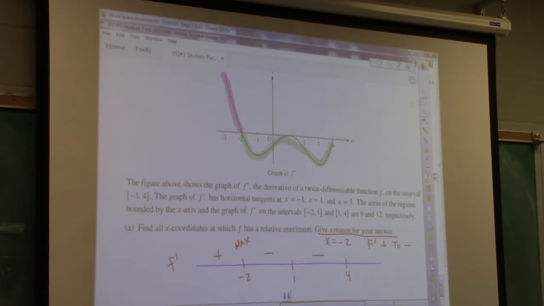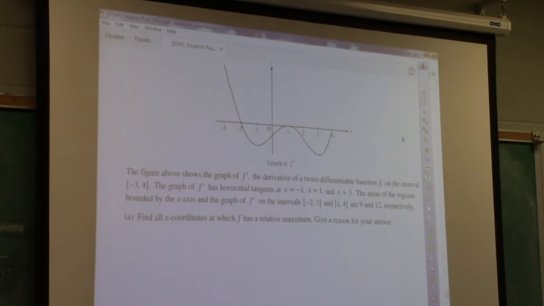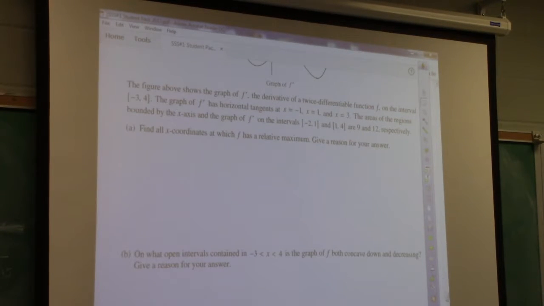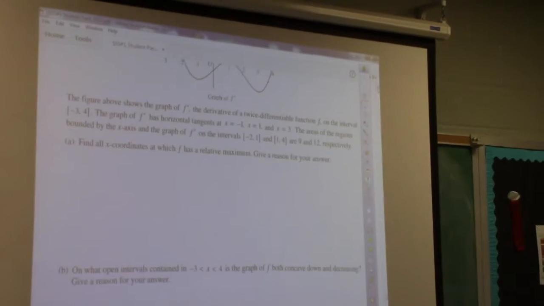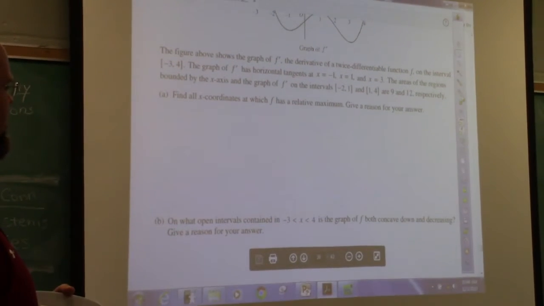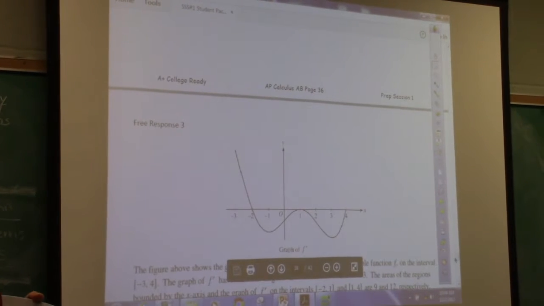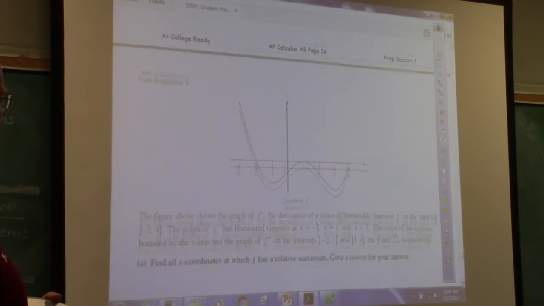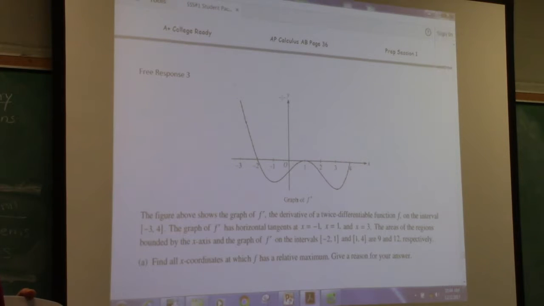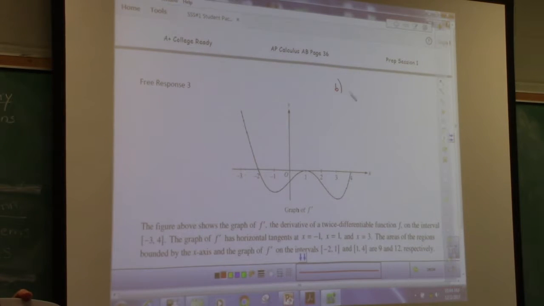Any questions on that? Part B wants us to figure out on what interval here the graph of f is going to be both concave down and decreasing. So in this part right here, in part B, we want to know where f is going to be concave down and decreasing.